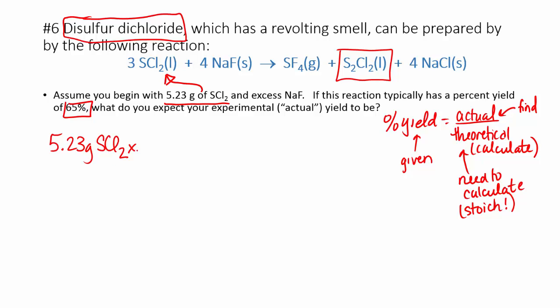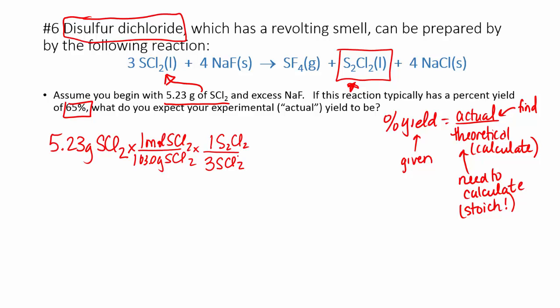Okay, so my first step is going to go from grams to moles. So I'm going to look up the molar mass of SCl2, and I will find that it's 103.0 grams. And remember, I'm trying to find this guy right here, S2Cl2. So I'm going to look at my mole ratio. It takes 3 SCl2s to make 1 S2Cl2.